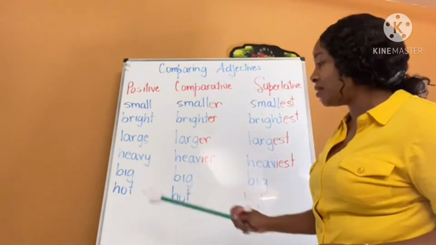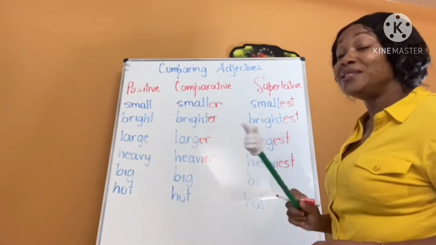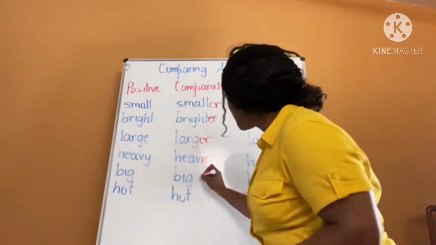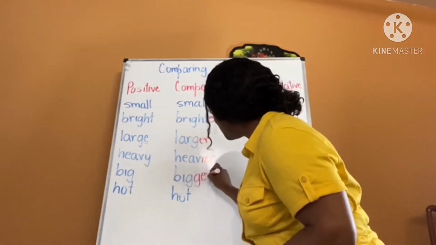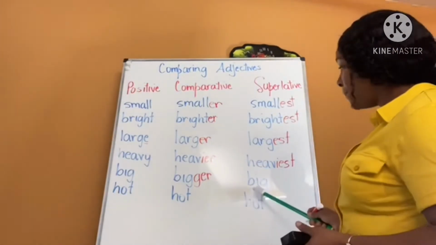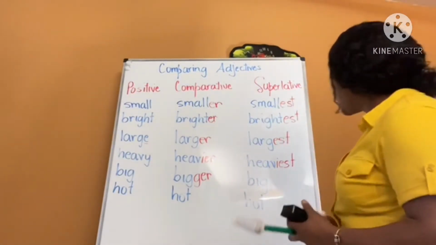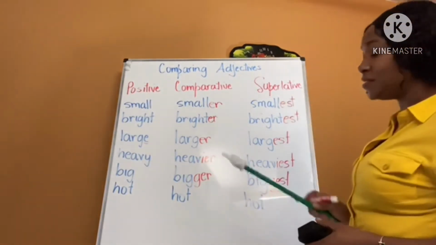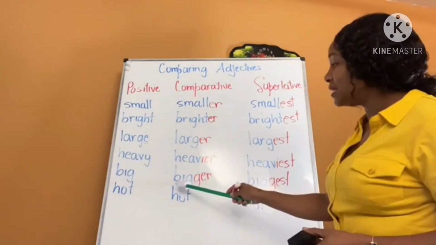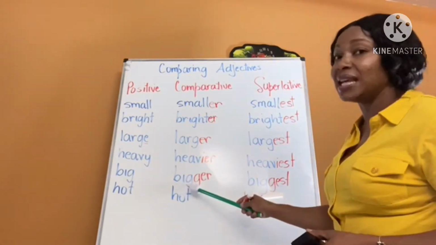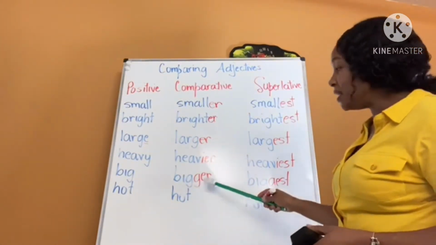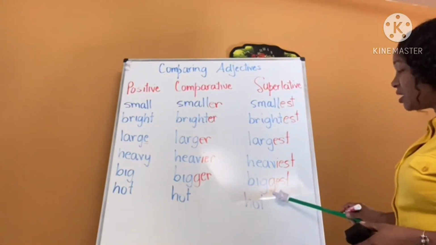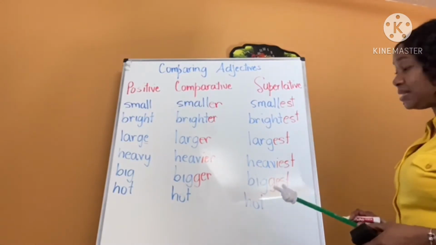Then for big, we double the last letter. So big becomes bigger, G-E-R, and big also becomes biggest, G-E-S-T, for the superlative degree. So again, consonant, vowel, consonant. So we double the G, then add ER. Same concept here, we double the G, then add EST.